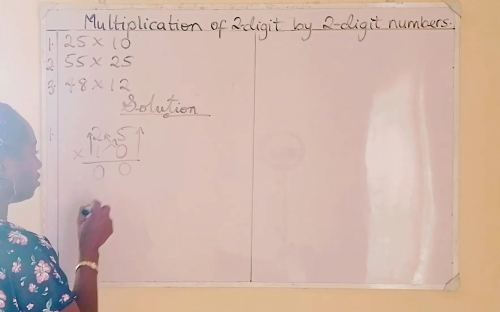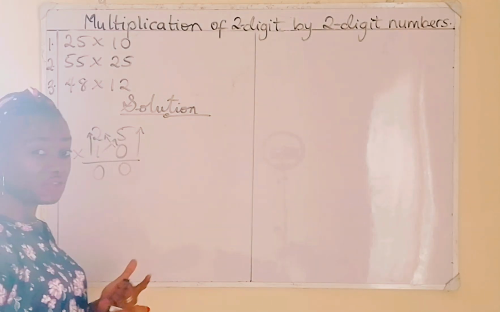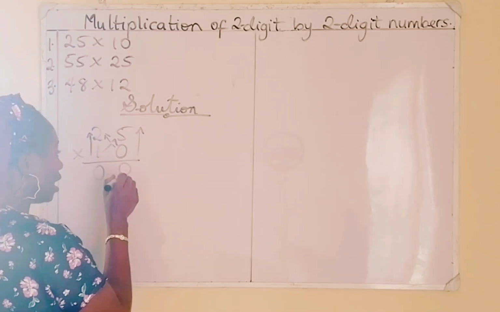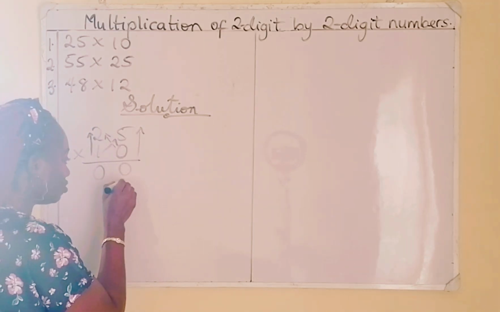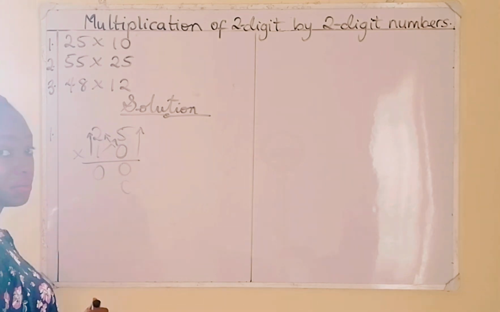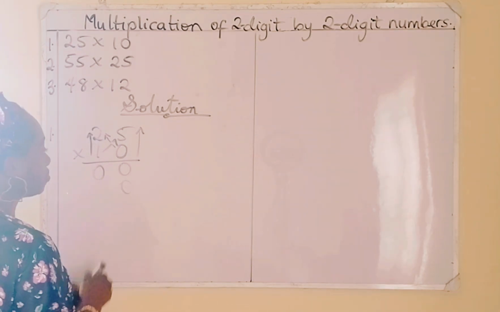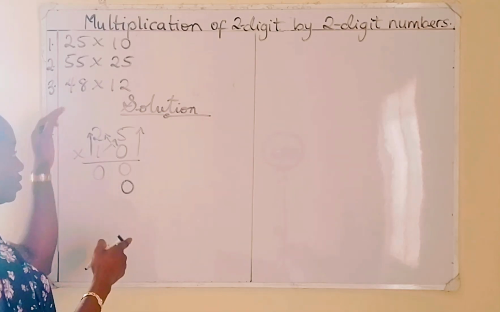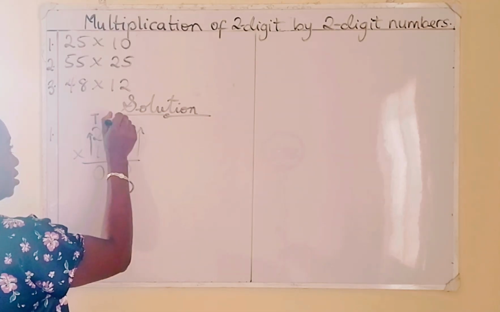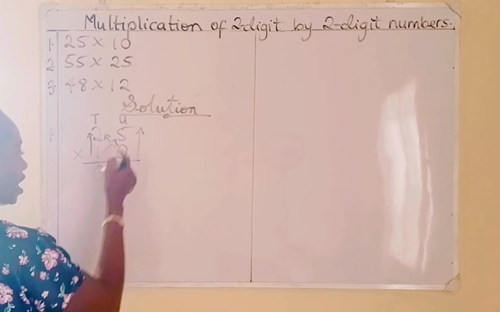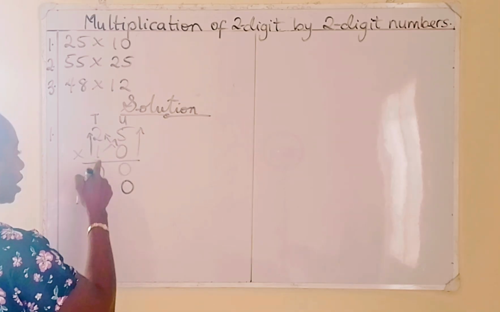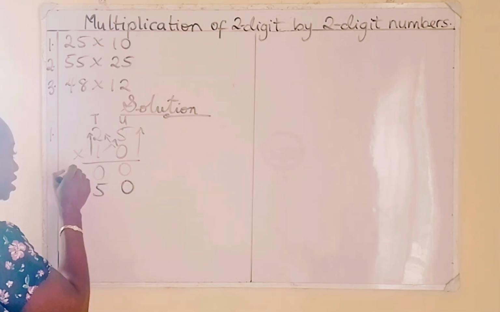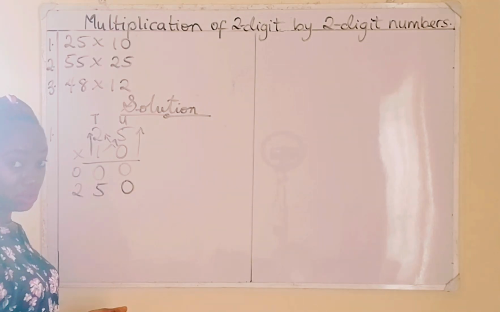Remember, the right hand side is the units. When you're done solving the units, you put a 0 underneath, so as not to get confused. Then you move to the next number, which is the tenth place. This is the tenth, and this is the units. Then 1 times 5 equals 5, and 1 times 2 equals 2. You can choose to put a 0 up here, or you can leave it blank.